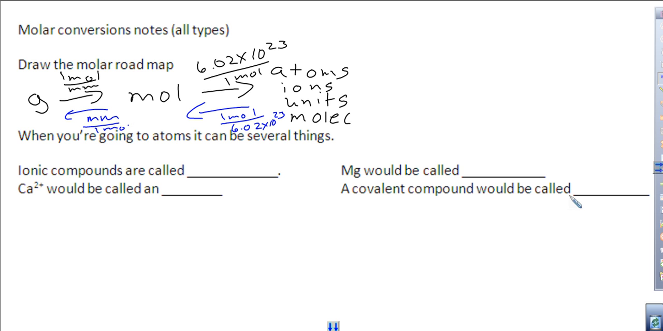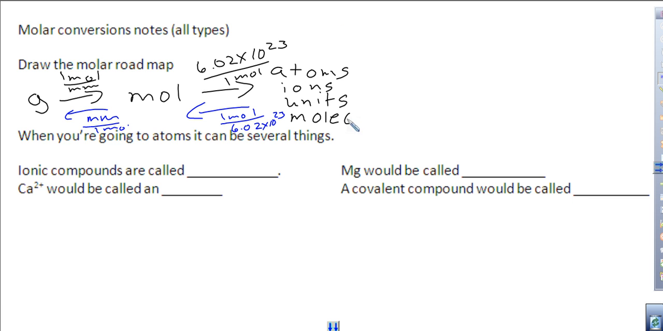The reason why I'm having you write this down again and again is because on your test, quiz, or any other type of assessment that we give you, we are not going to give you the molar roadmap. And most of the time this is helpful. So the only way to really make sure that you understand it is to copy it down several times. Okay? So, let's talk about this.